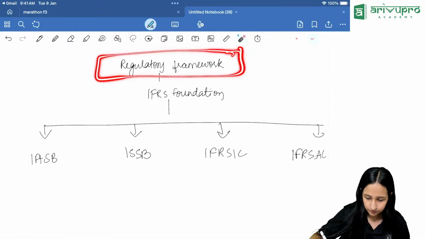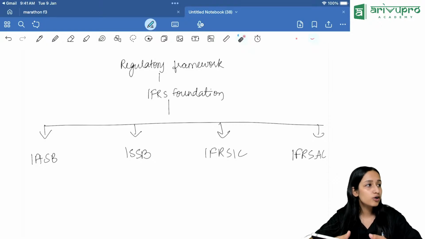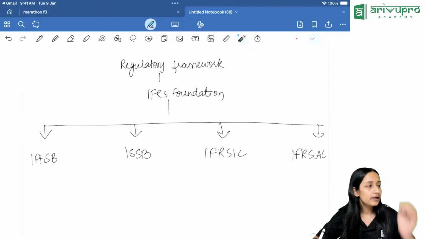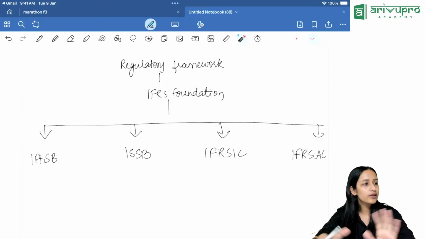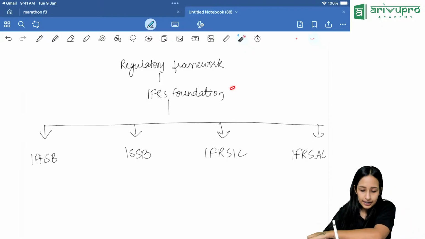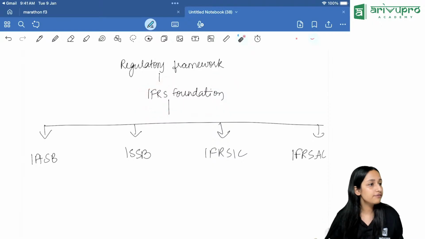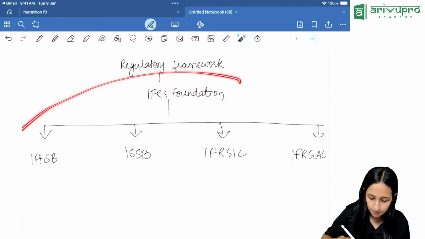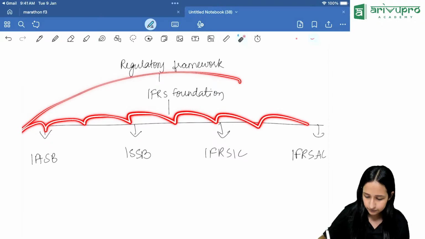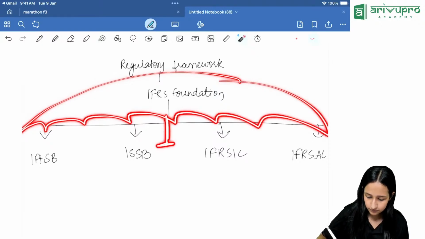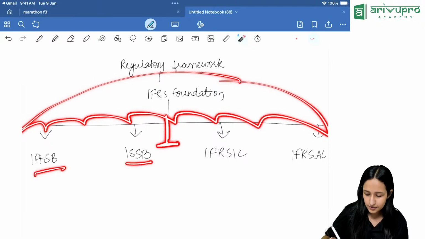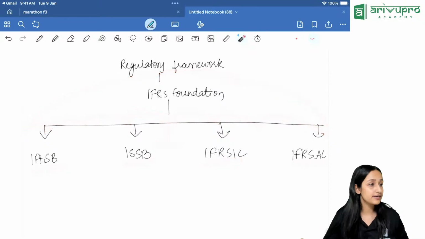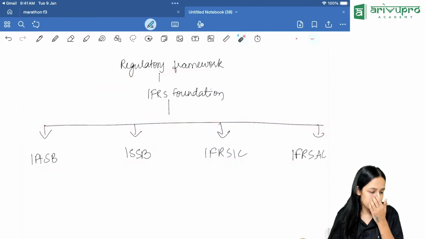Regulatory framework. Now, like I said, regulatory framework are rules you need to comply with, right? Now, there should be people who deal with whether you comply with the rules or not. That is the IFRS Foundation. Okay, IFRS Foundation is the umbrella body which takes IASB, ISSB, IFRS IC, and IFRS AC into consideration.